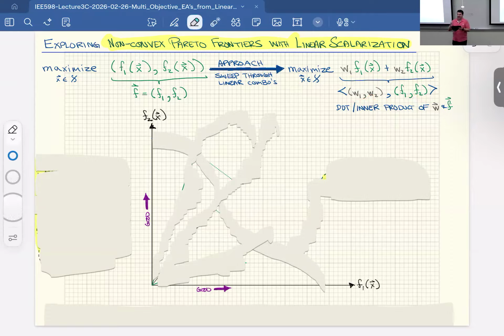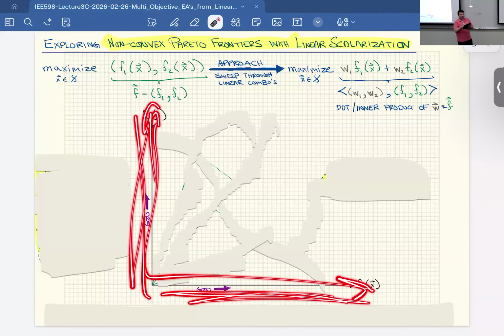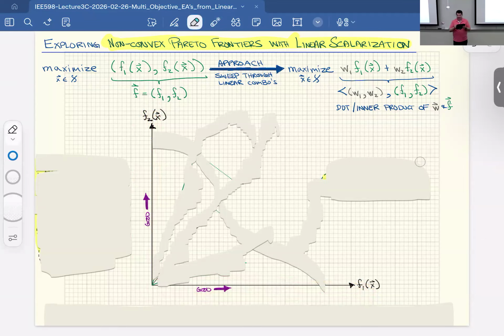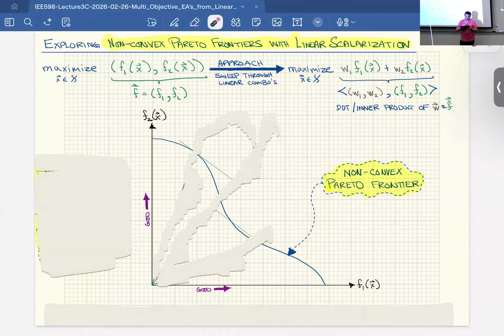So I can depict that. I've got my criteria space here, objective 1 on this axis, objective 2 on this axis. If I plot all of those objectives together, then I potentially get a non-convex Pareto frontier. So instead of looking like a nice curve like this, it's got this bump in it. And we'll see if this is going to be an issue for these linear combinations.